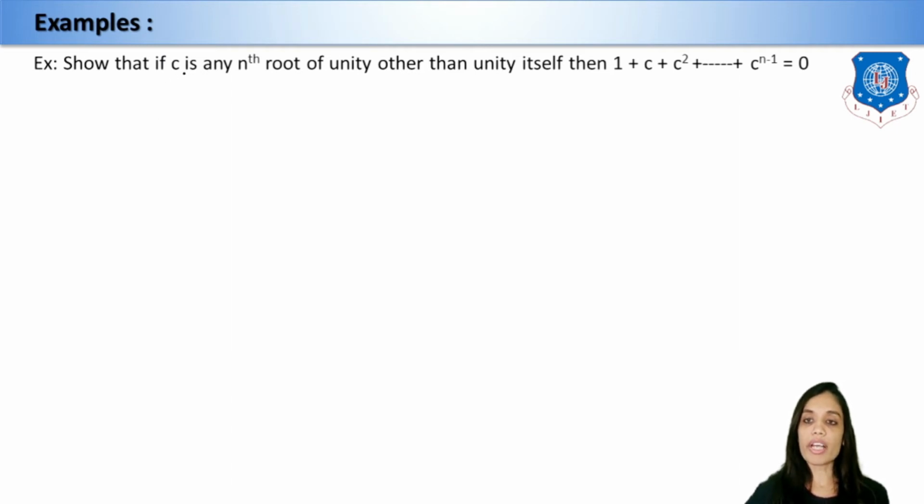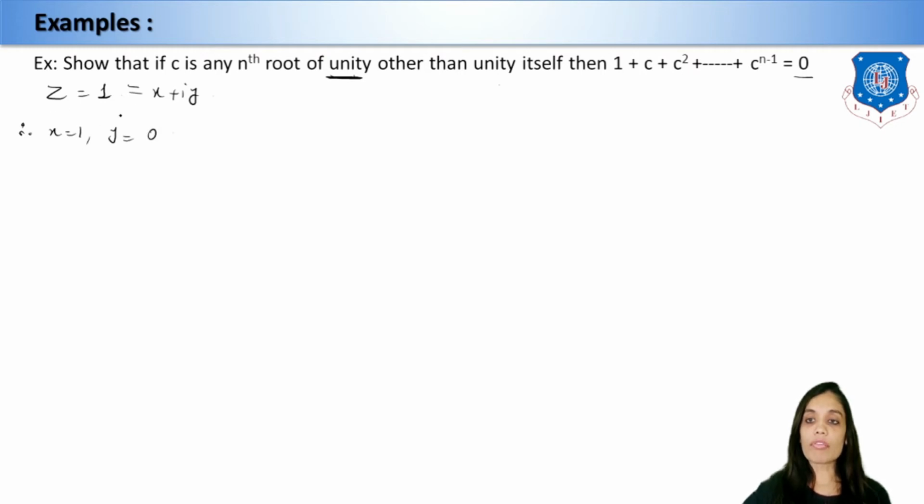So we have to show that if c is the nth root of unity, so now our complex number z is 1, other than unity itself, then 1 plus c plus c square plus up to c raised to n minus 1 is equal to 0. We have to prove this. So now our complex number z is given as unity, that is 1. So let us compare this with x plus iy. So from this we can write that x is 1, y is 0.